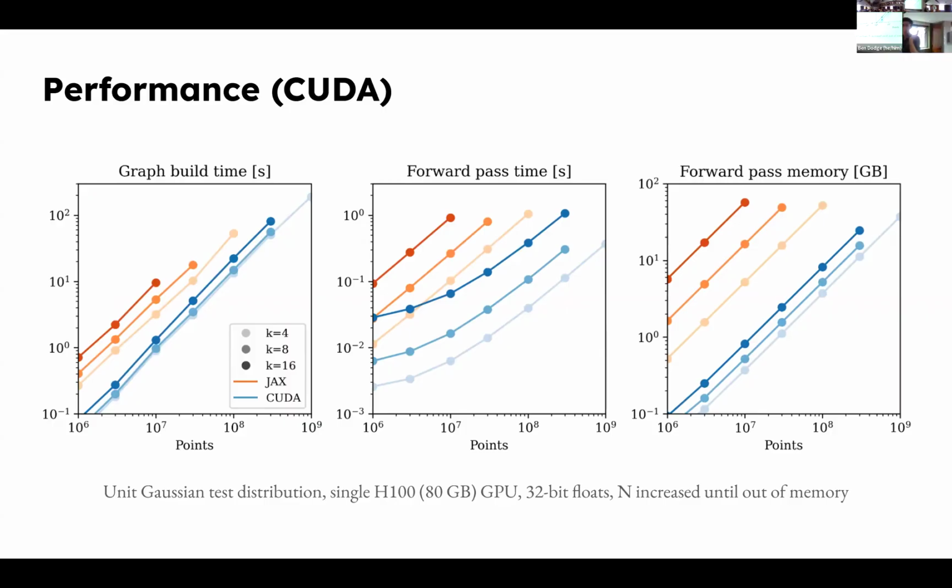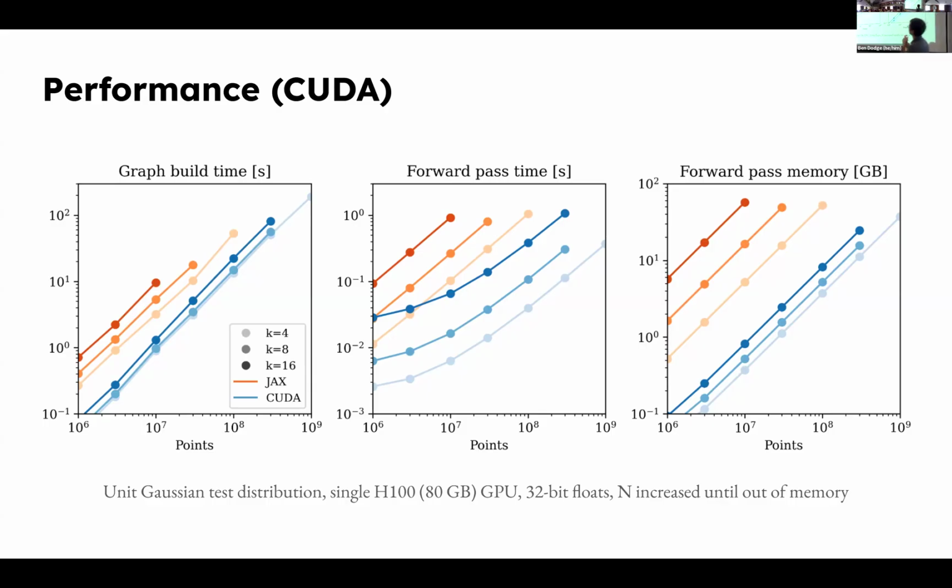So we have a vanilla JAX implementation, which is easy to use right away, and then we also have a custom CUDA implementation, which does that on-the-fly conditioning for you. This is how long it takes to build a graph, which you usually do once: hundreds of seconds, or 10 to 100 seconds for this 100 million scale. And then the forward pass is much less, less than a second at the 100 million scale for the numbers of neighbors that I've outlined here.